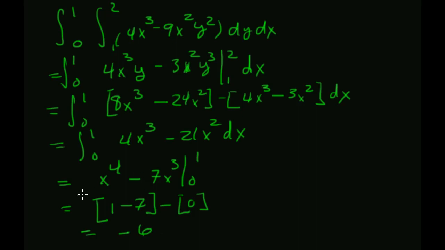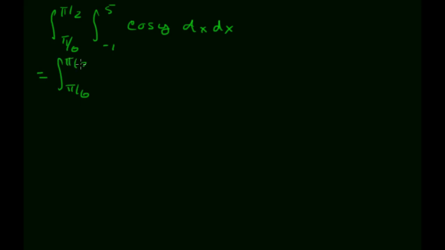Let's throw in a trig function. Okay, so we're going to take the integral from pi over 6 to pi over 2, and the integral from negative 1 to 5 of the cosine of y dx dy. So these are x bounds. We're going to deal with this as though x is the initial variable. So these constraints are moving along. This is going to give me x cosine y from negative 1 to 5 dx. Sorry, that should be dy.